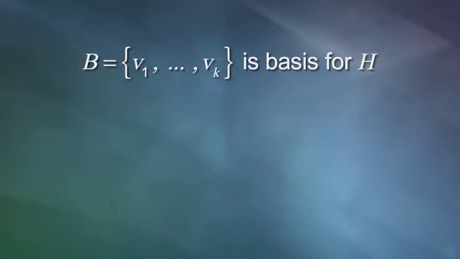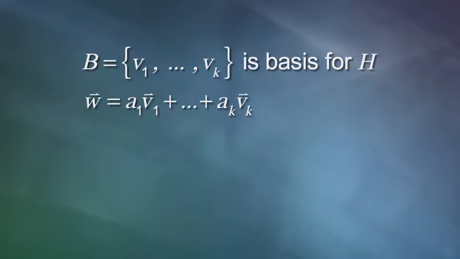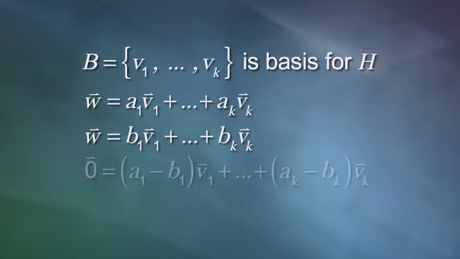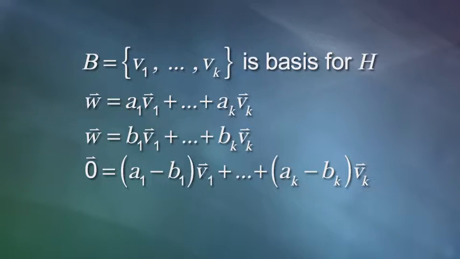So let's start our proof. Say B is the set of vectors v1 through vk, and suppose it's a basis. Suppose that there are two ways to write a vector w in terms of that basis. First as a1v1 + ... + akvk, and second as b1v1 + ... + bkvk. Now, if I subtract one equation from the other, I will see that the zero vector equals a linear combination of v1 through vk with coefficients (a1 - b1) through (ak - bk).